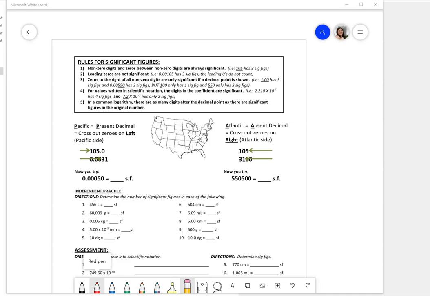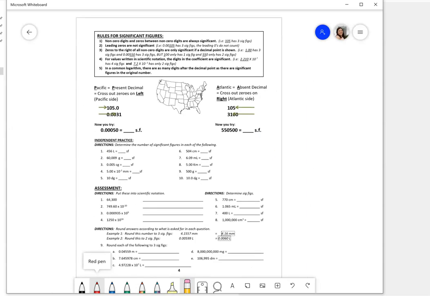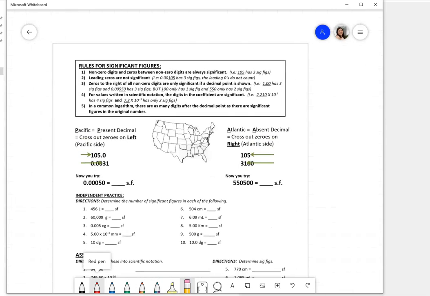I'll be going over how to count significant figures and also the math of sig figs. So for the rules, number 1, any non-zero digit will count. So any number between 1 and 9 will count. So let's write that down. Any number between 1 and 9 will count.